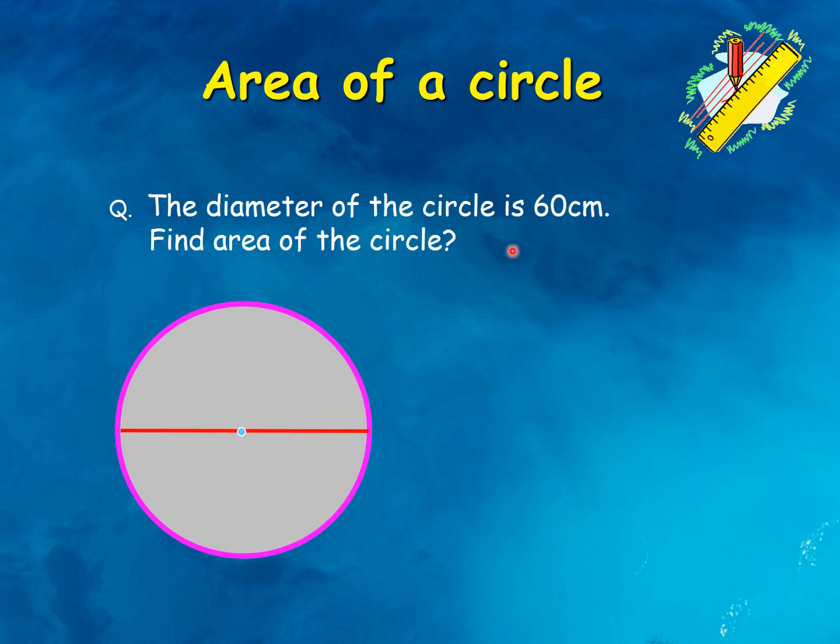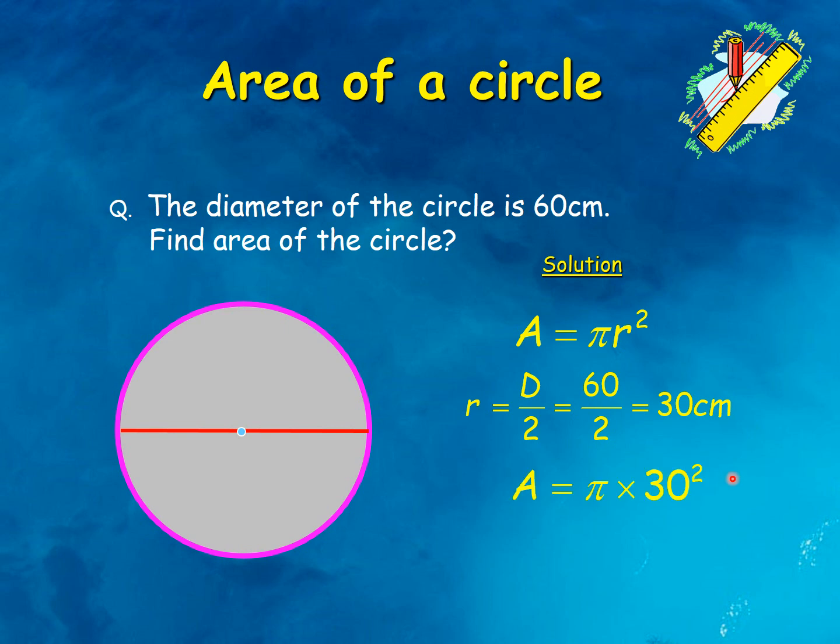Now the diameter of the circle is 60 centimeter. So from here to here, solid over here, 60 centimeter. How to find the area of the circle? We'll use the formula area equals pi r squared. Here we don't know the radius, but we have the diameter, so we will find the radius from the given data. So radius equals d over 2 equals 60 divided by 2. So the radius will be 30 centimeter.